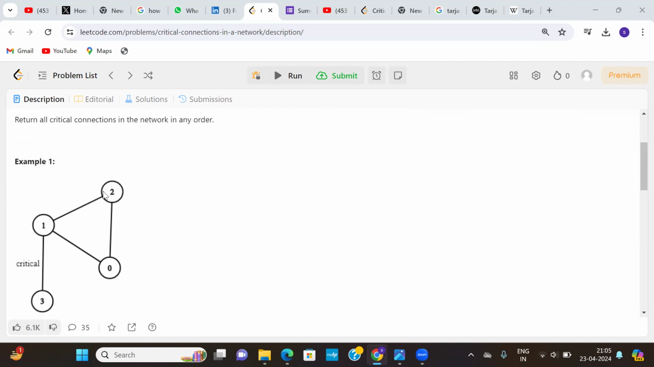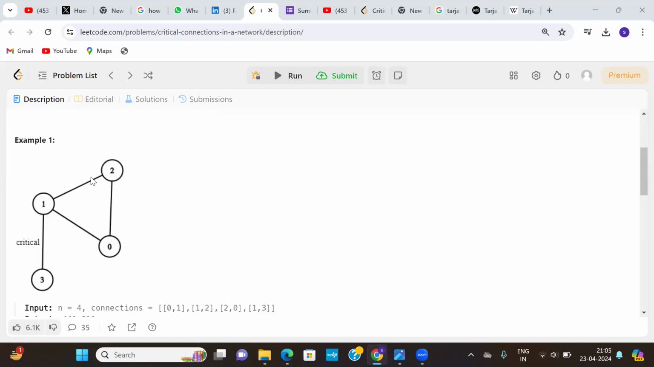So these edges are considered as the connections. These nodes are considered as the servers. If I remove any of the connections and the servers become unreachable, then that connection is referred to as a critical connection. Let us further understand it.